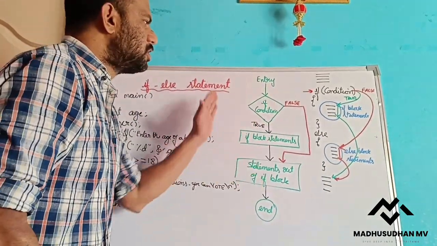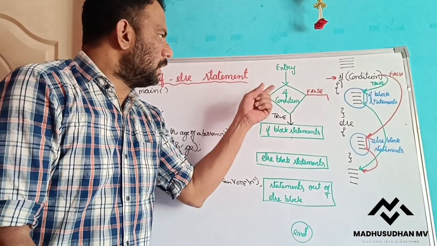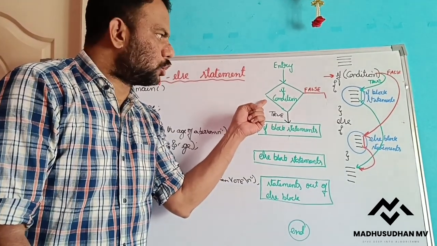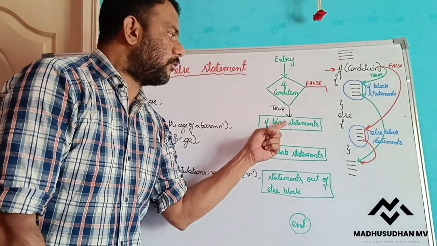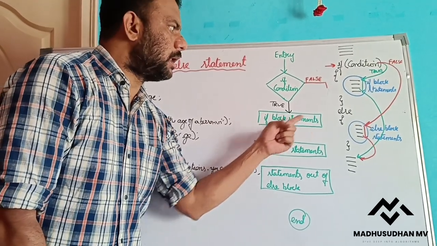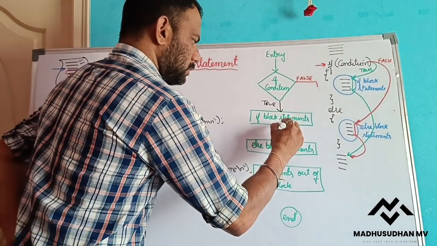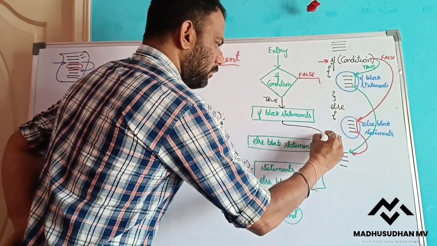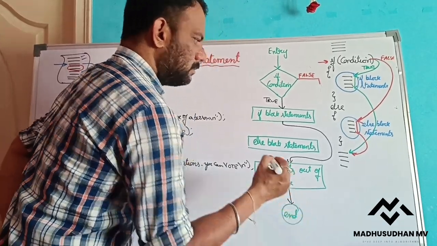So accordingly, now I will change the condition. See, again check the condition. If the condition is true, we know that control enters into the if block statements. After executing the if block statements, control comes out of the if-else block statements and ends here.